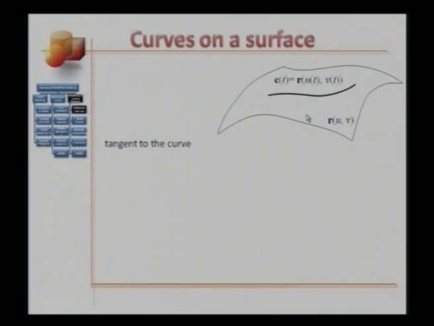Let's compute the tangent to this curve at any point. The tangent is given by total c over total t. C is a function of u and v here. Using the chain rule, we have partial r of u and v over partial u times du over dt plus partial r over partial v times dv over dt.